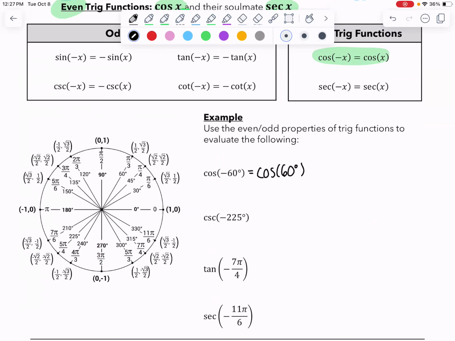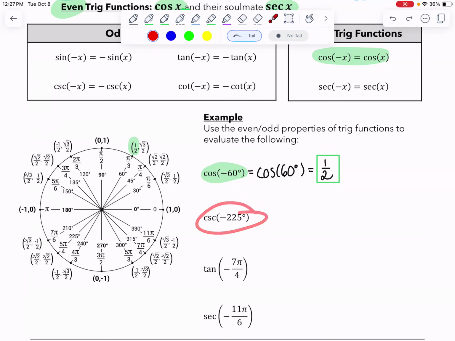Cosine of 60 degrees. That's going to be the x value at the 60-degree mark, which is 1/2. Now, if you had done negative 60, it would take you to right here. And indeed, you'd get the same cosine back. Cosine of negative 60 would have still been 1/2. You get the same answer, it just comes about in a different way.